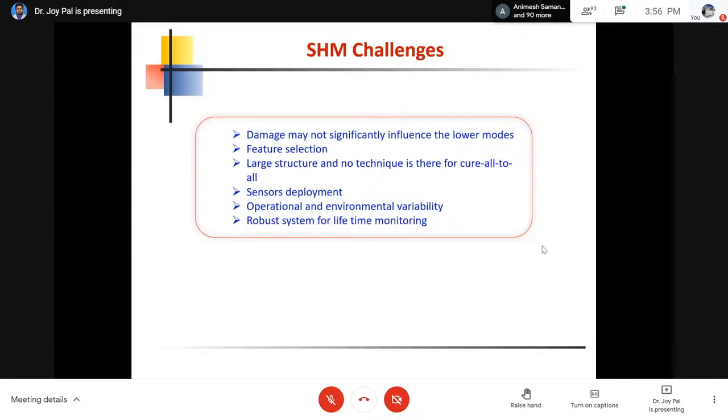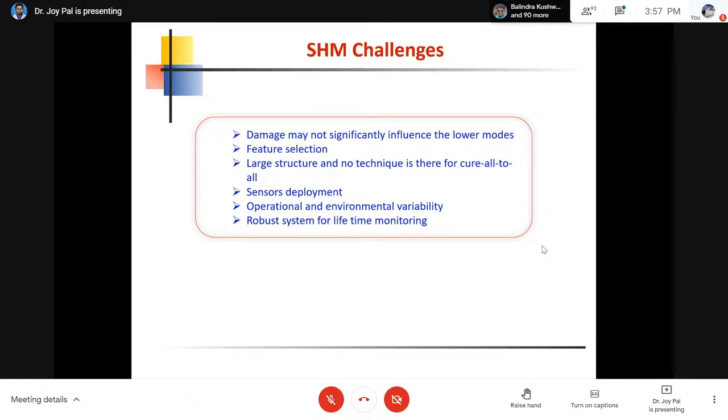Then sensor deployment. You may have placed sensors in a location where the damage is not creating that much effect, or where the response is not significant. That is why sensor deployment is also an art. You have to first carry out a study of where to put the sensors, and then you can place them.